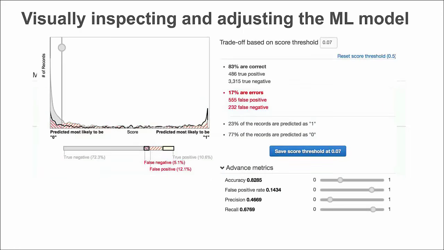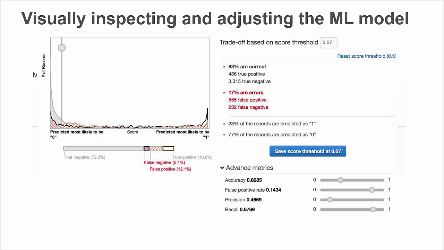Let me play this again for you. Here's our slider, and I'll drag it all the way to the left. And what I've done here is I've reduced the number of false negatives from 7.6 to 5.1%. My number of false positives went up as a result, but because I know that false negatives are so much more dangerous to my business than false positives, it's a trade-off I'm willing to accept in this case.